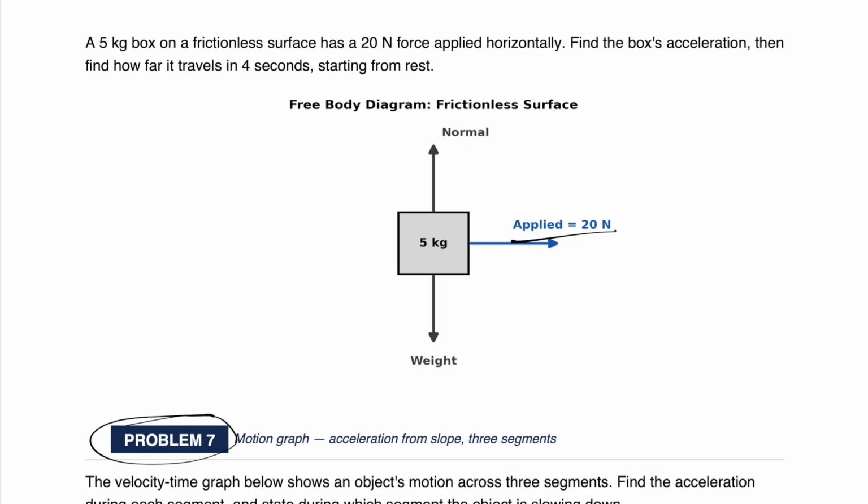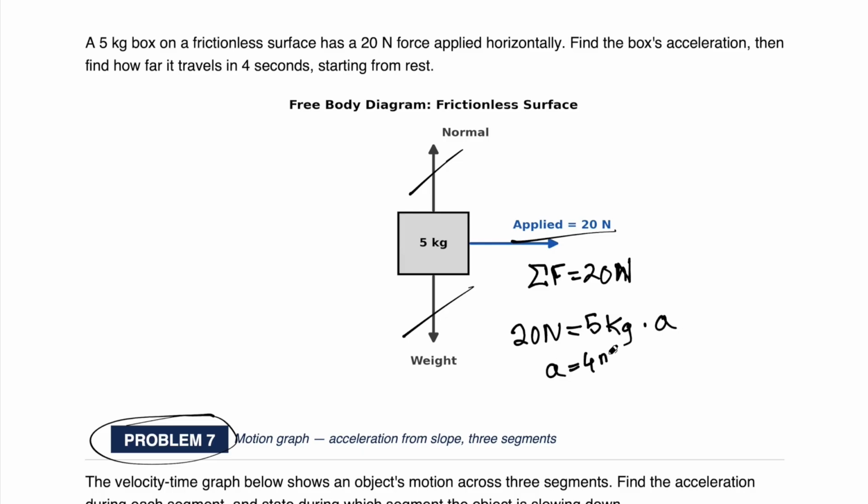20 newtons is the applied force. Normal and the weight cancel out, so 20 newtons is the net force, because there's no friction pulling it backward, right? Whoops, that net looks a bit different. 20 newtons is equal to 5 kgs times acceleration. Acceleration is equal to 4 meters per second squared. This is straight from Newton's second law, right? Net force is ma.